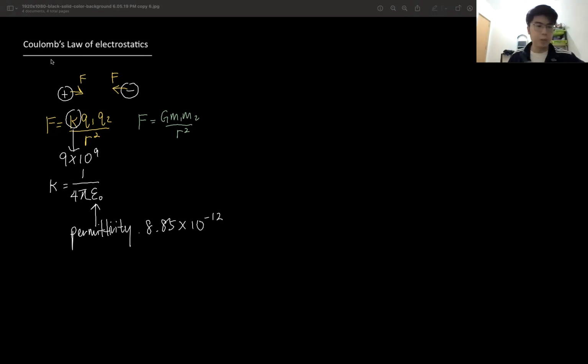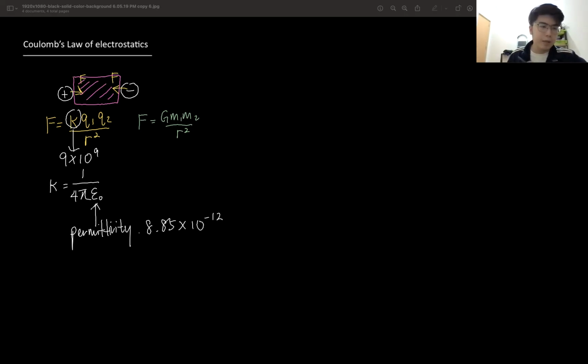Now, what is really permittivity? You see, these two particles are separated at a distance. So what is the spacing between these two particles? This is the medium, right? It can be anything. It can be water, it can be air, it can be vacuum. So the point is that there's a medium between the two particles.